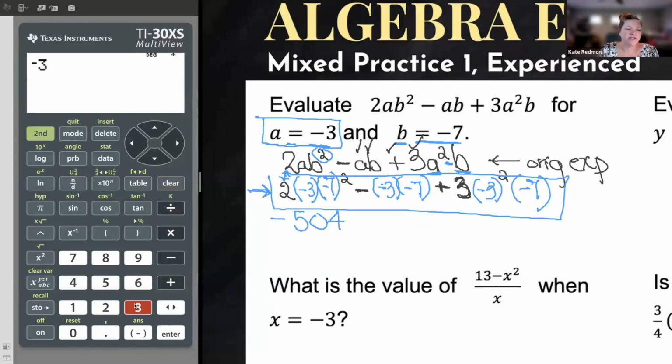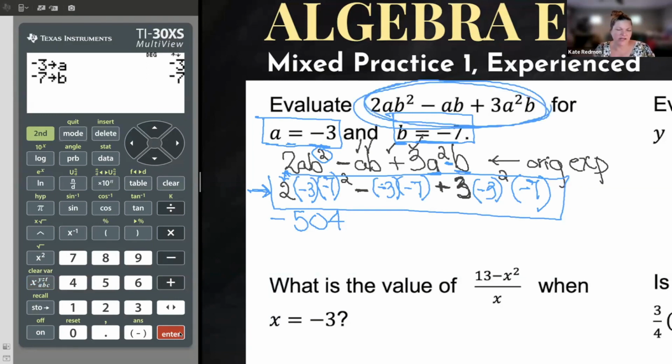I'll type in the number first, -3. I'm going to hit the store button. I'm telling my calculator to save this piece of information, what -3 is, and then I click this variable button until I get to the proper variable, in this case, A. And then I press enter to store it. Now my calculator has stored -3 as the A value. Let me do the same thing for the B value. So -7, let's store that as B. Press enter to select.